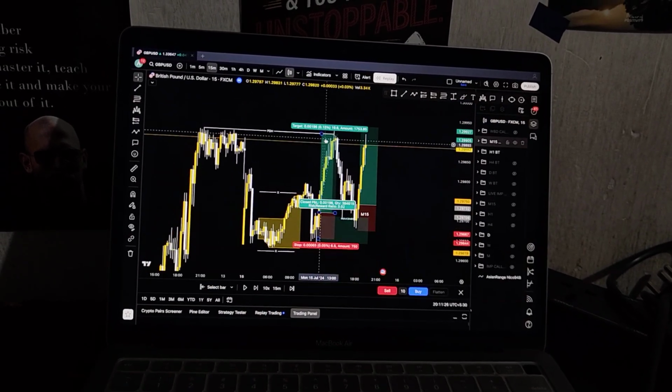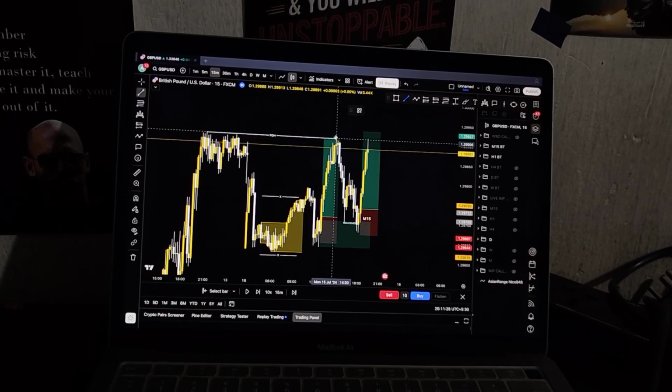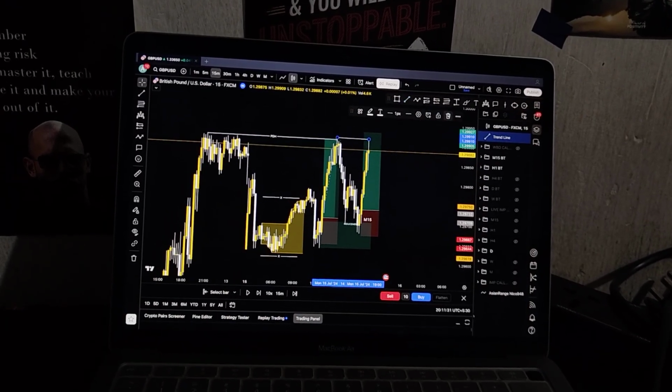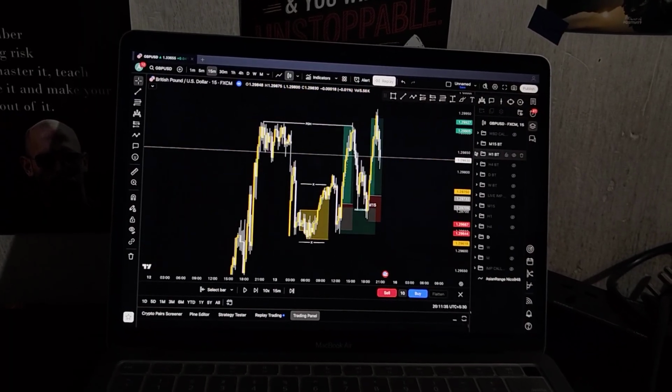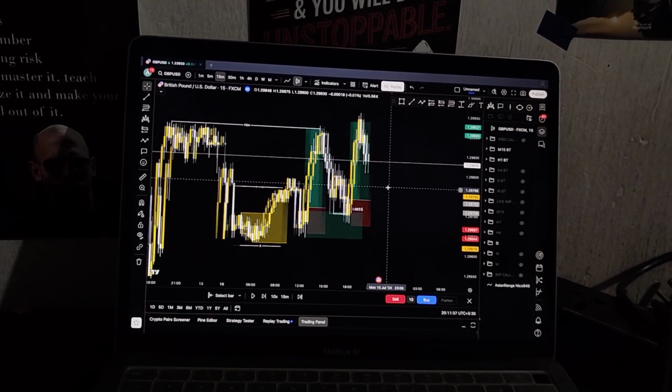And now instead of targeting the previous day high, now I will target this high right here, and literally I targeted a 1:3 risk to reward. It played out to the T. Literally this trade was so beautiful. I had to journal this trade.